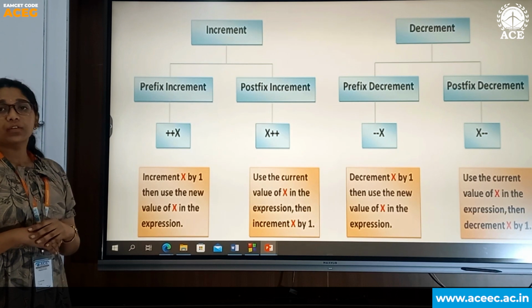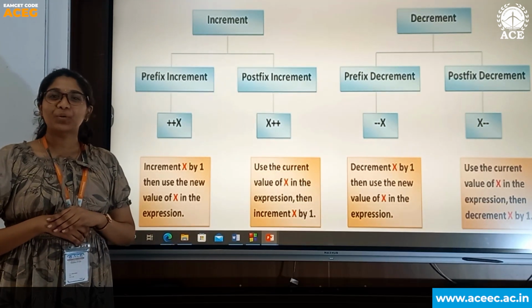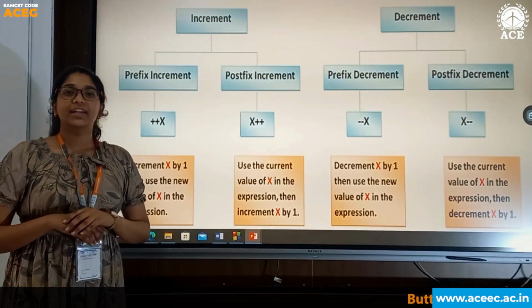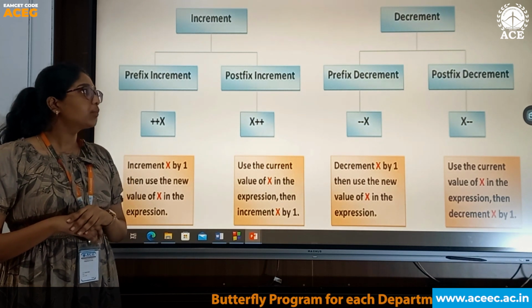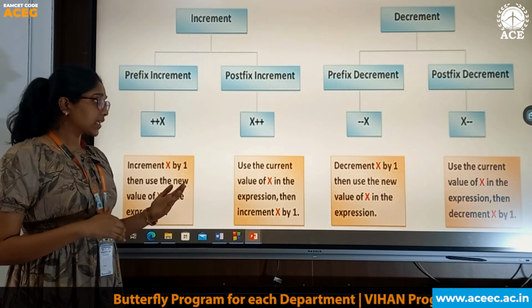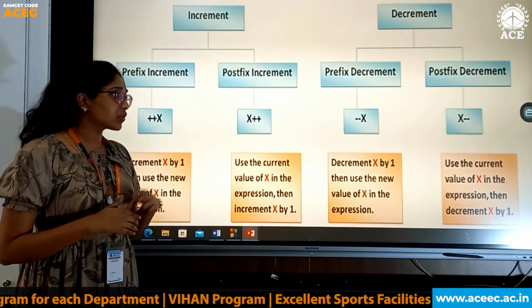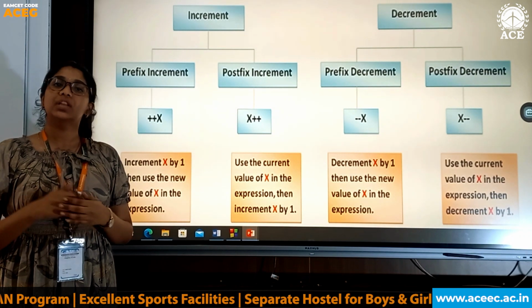In prefix, it first increments the value and then assigns the value. Coming to postfix increment, it first assigns the value and then increments the value. Decrement operators are also of two types, prefix decrement and postfix decrement. For --x, it first decrements the value and then assigns the value. Coming to postfix, x--, it first assigns the value and then decrements the value.